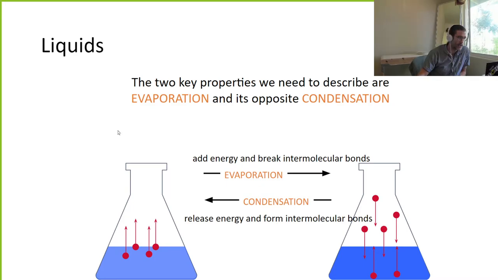So evaporation is like en-vaporing, we see this word vapor here, it's turning something into a vapor, right? And then condensing is like pushing that together and it becomes denser. All right. So evaporation is liquid to gas, and condensation is gas to liquid.